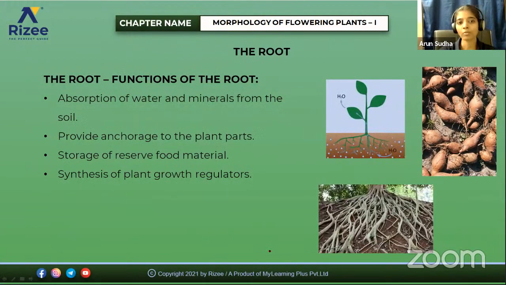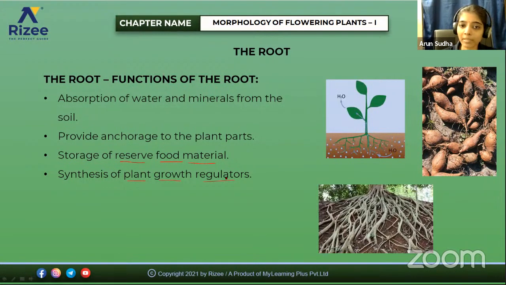If you see the functions of the root, the main functions are the absorption of water and minerals from the soil. They provide anchorage to the plant parts, helping in anchoring or stability to the plant, and storage of reserve food material. That's what we saw till now, that is food storage. Example, carrot, beetroot, radish, everything. And they also help in the synthesis of some plant growth regulators. So these are the main functions of root.